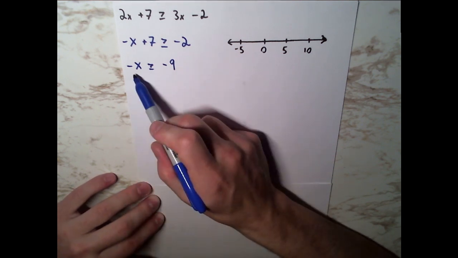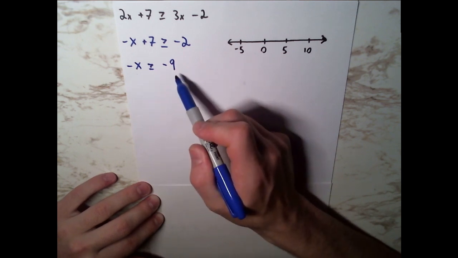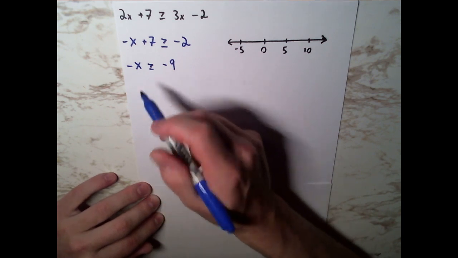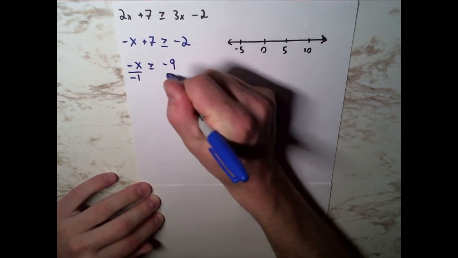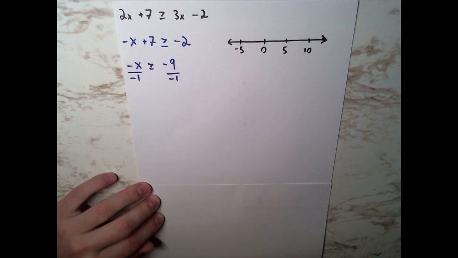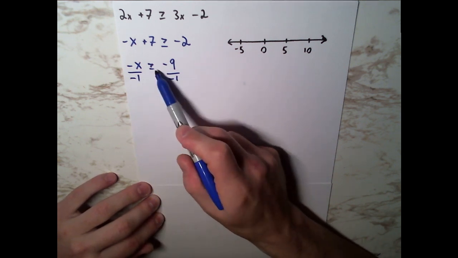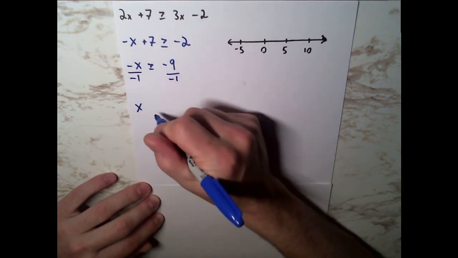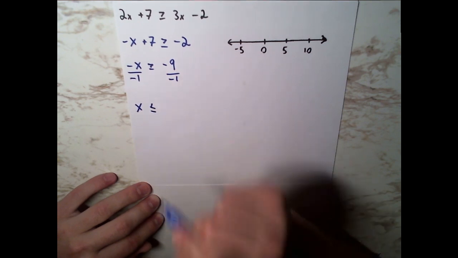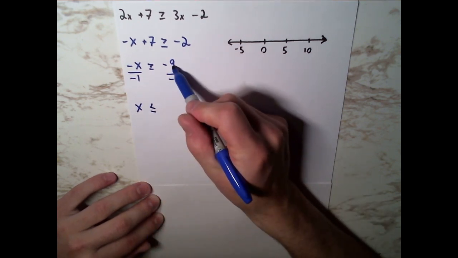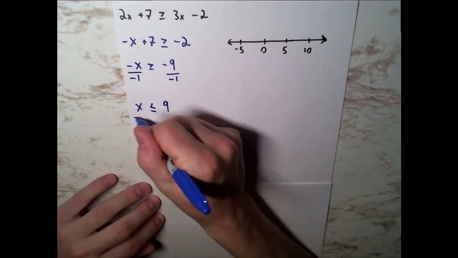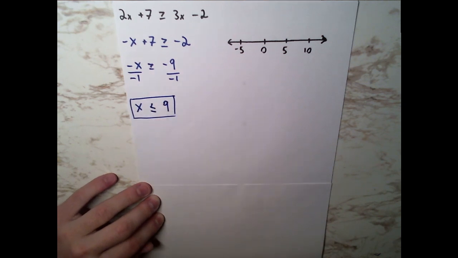And our last step is to divide by negative 1 on both sides of the equation, just so that x is by itself. So I'll go ahead and write that out. So that's what we're doing there, and since we're dividing by a negative 1, this sign here is going to have to flip. So what we're left with is x is less than or equal to negative 9 divided by negative 1, which gives us just a positive 9. So this is our solution to this inequality up here.